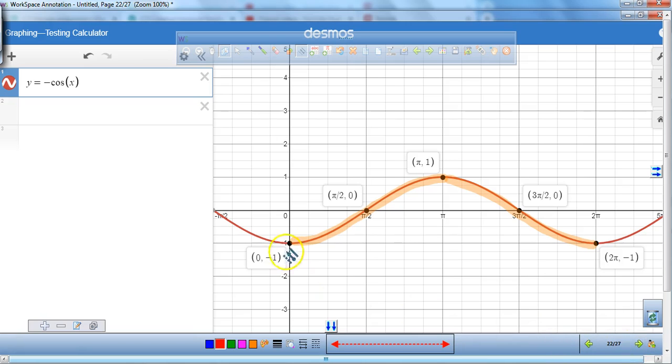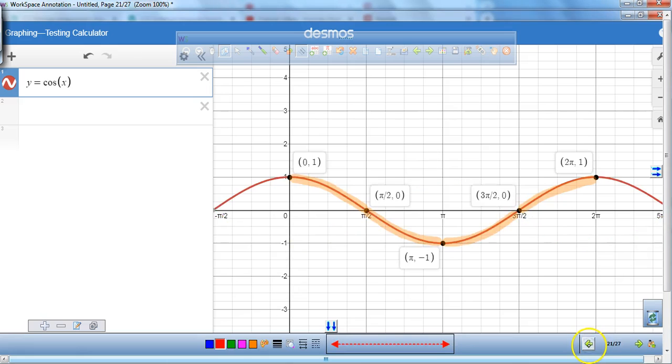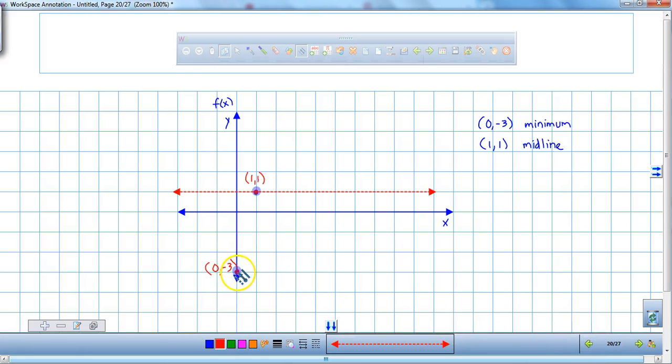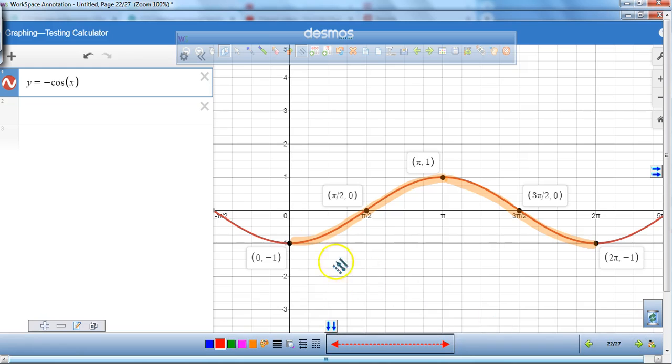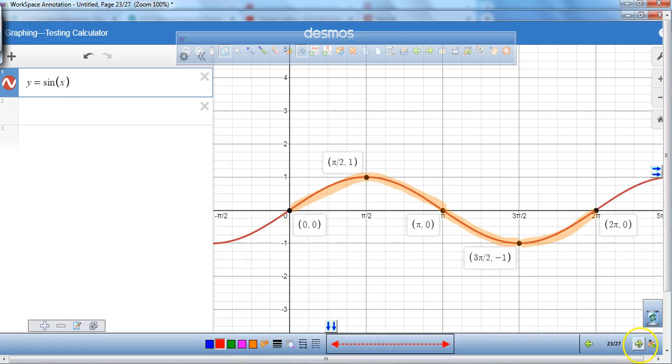Because we started down here at (0, -1), that's going to be very similar to what we're working with in this one. We're starting at (0, -3). If we were starting at (0, +3), then I would interpret it as a positive cosine graph, which starts up here, versus a negative cosine graph, which starts down here. Now, let's take a look at a positive sine.